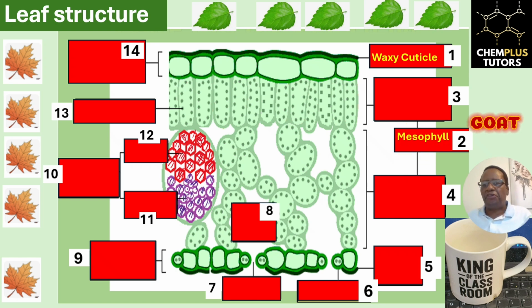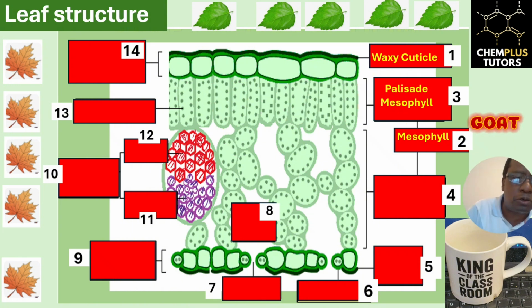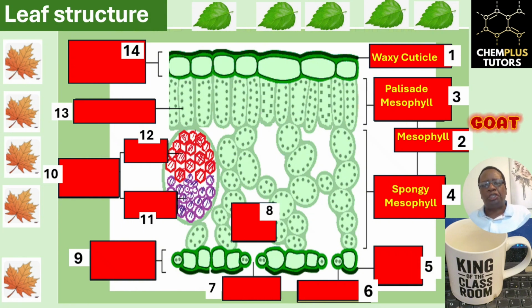So what is number 3 called? Show me your biology strength. Yes, it is the palisade mesophyll. And number 4 has some air spaces there. You can see the air spaces. Number 4 is called the spongy mesophyll.